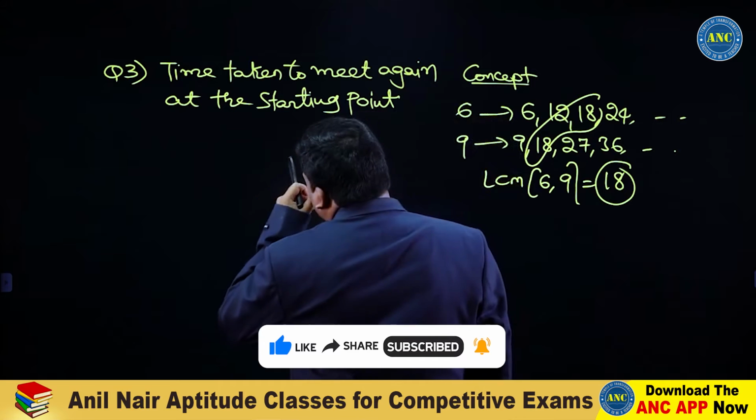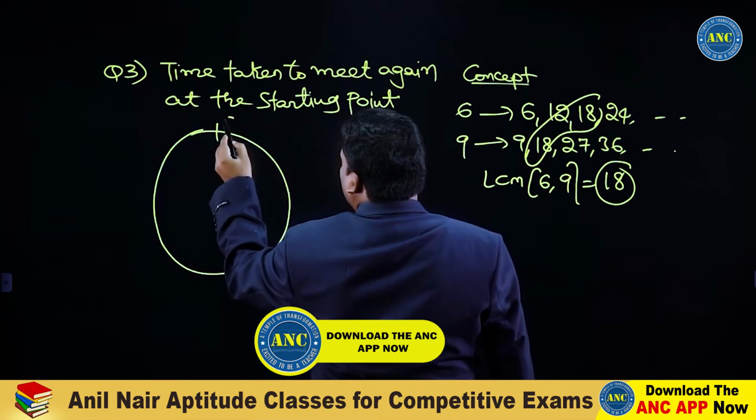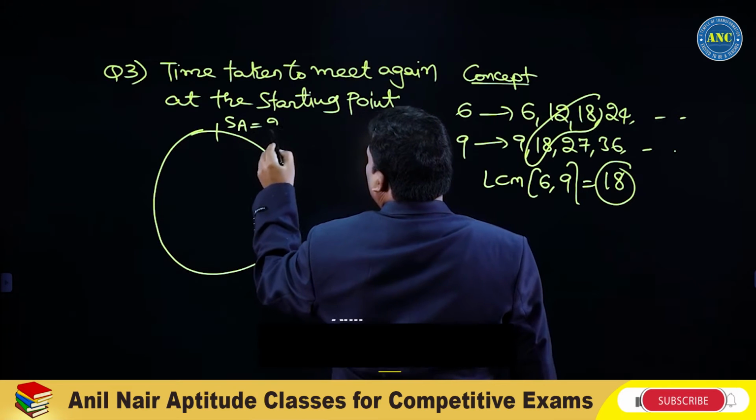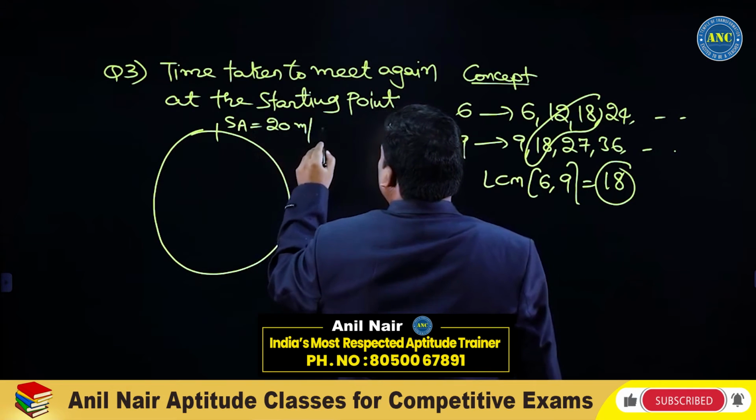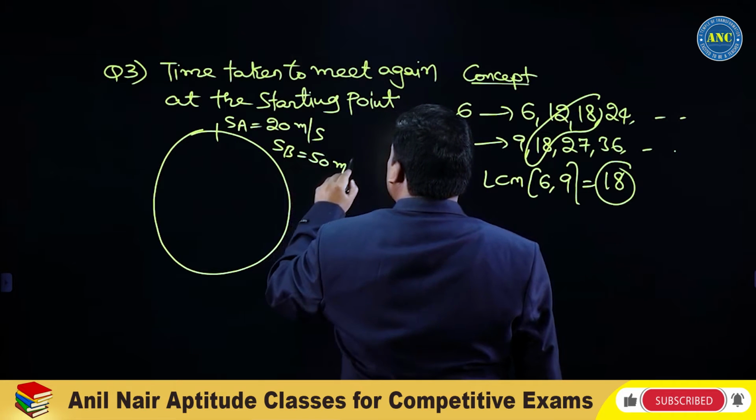Time taken to meet again at the starting point. Circular track is given. Speed of A is given, 20 meters per second. Speed of B is given, which is 50 meters per second.